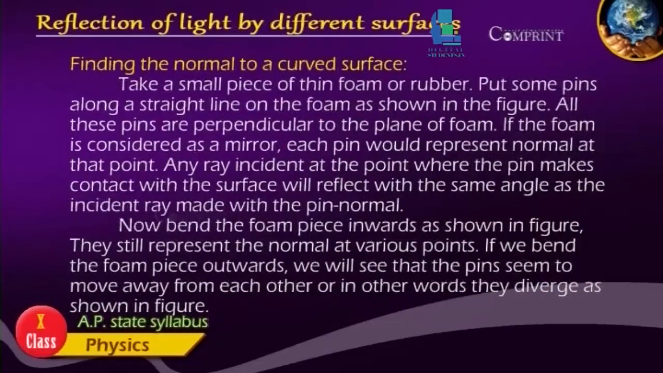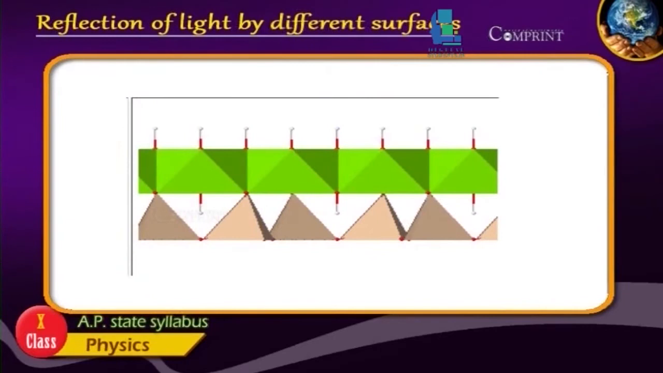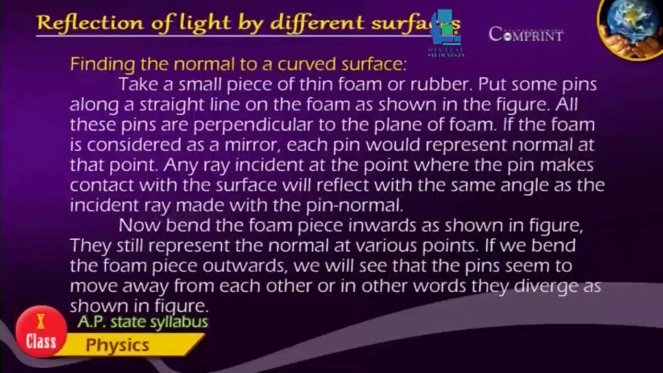Finding the normal to a curved surface. Take a small piece of thin foam or rubber, and put some pins along a straight line on the foam as shown in the figure. All these pins are perpendicular to the plane of the foam. If the foam is considered as a mirror, each pin would represent the normal at that point. Any ray incident at the point where the pin makes contact with the surface will reflect with the same angle as the incident ray made with the pin normal.